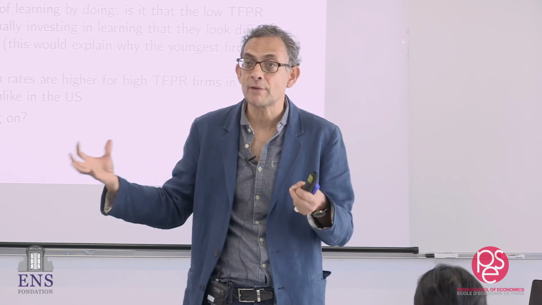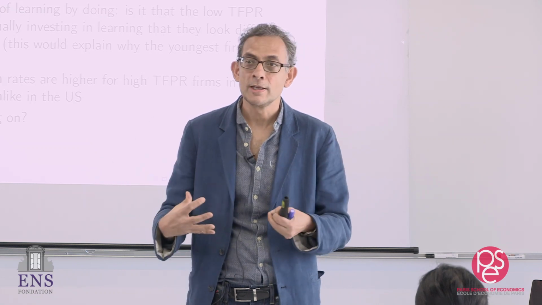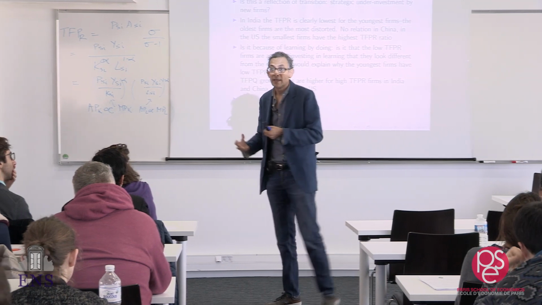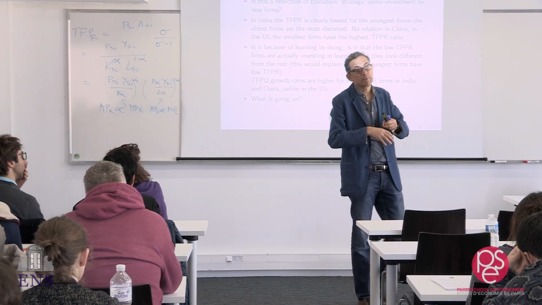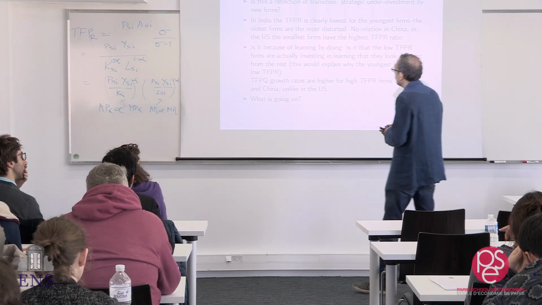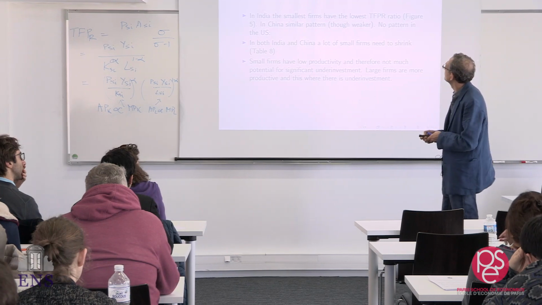So there are good firms and bad firms. Good firms are too small, their productivity grows very fast, but they remain too small. And bad firms are too big, and they don't shrink. That's the pattern you see. So it's not that. So what else could it be?